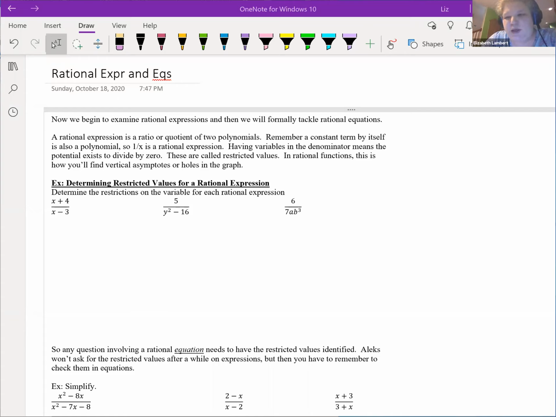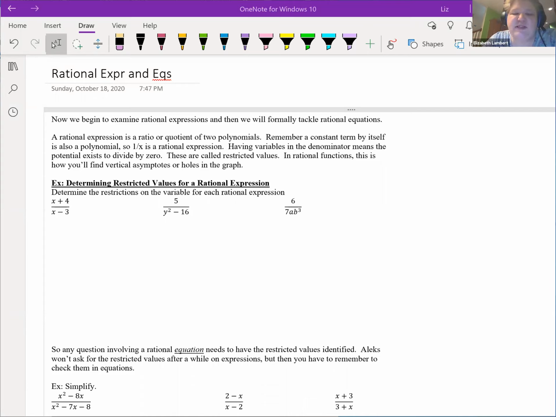And this next week, you guys are going to graph some of these things. So that's why this week we're going to cover all the ins and outs. A rational expression is a ratio or a quotient of two polynomials. Now remember, a polynomial can include just a constant term. So it could just be 0 or 1 or 37 million, or it can have variables in there.